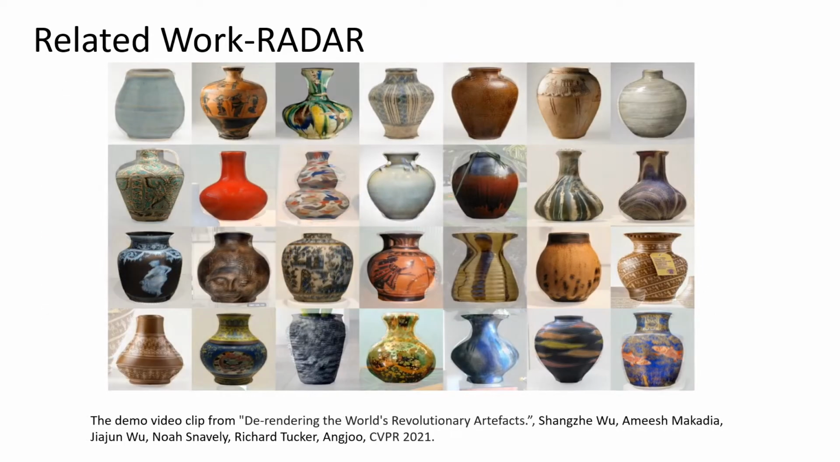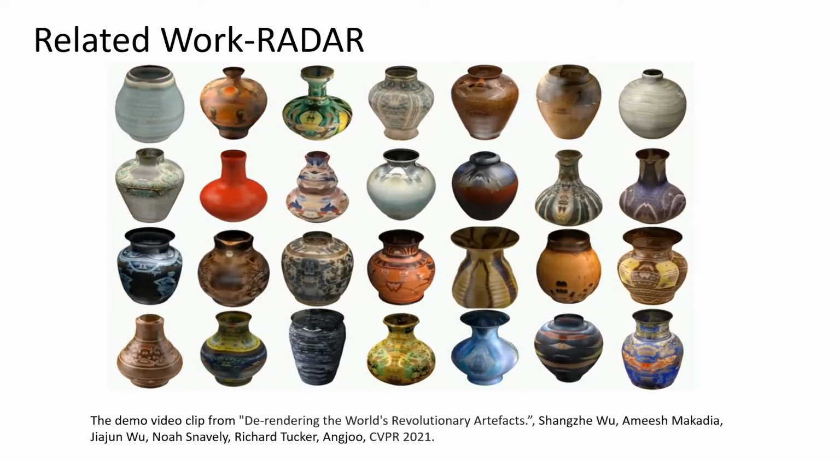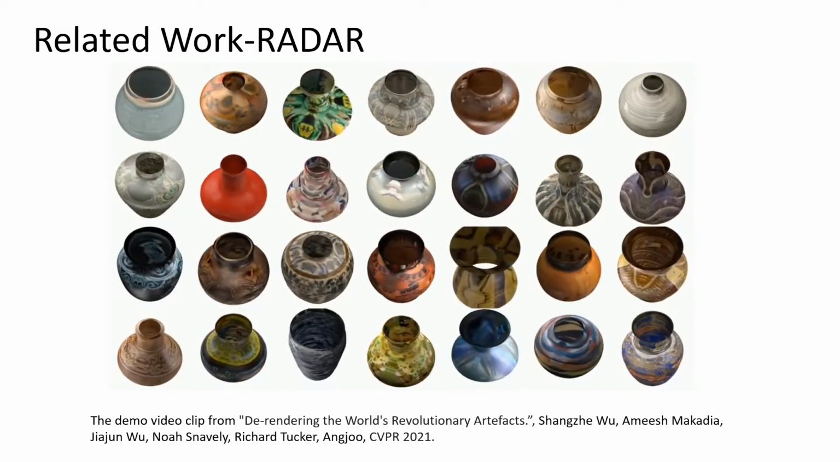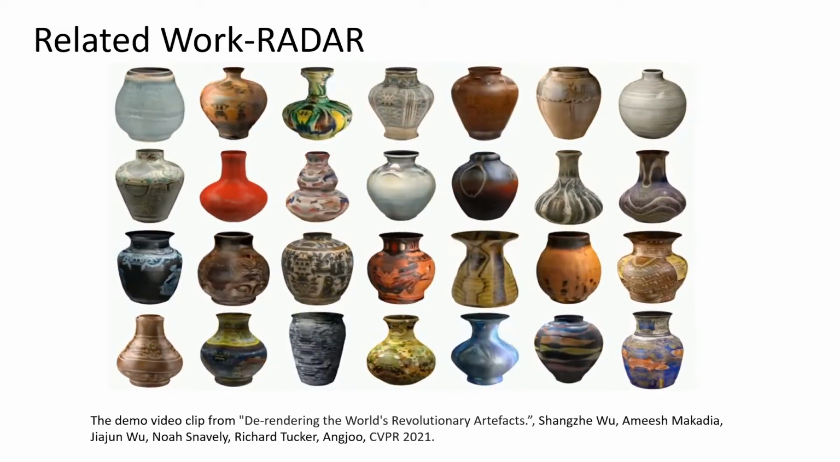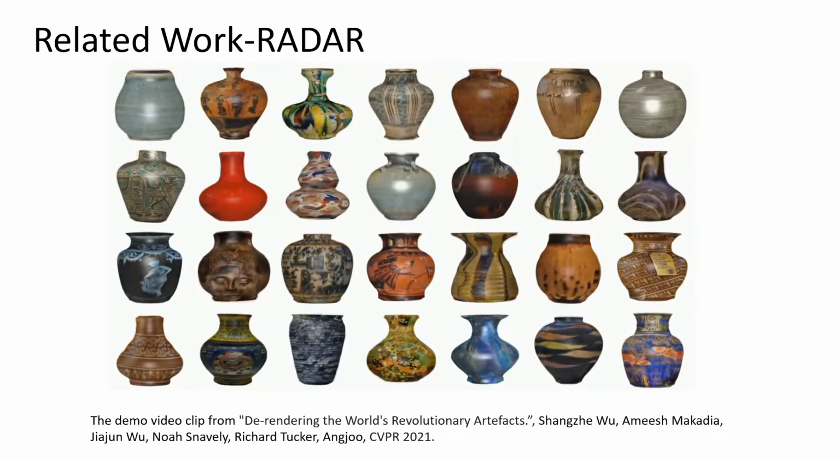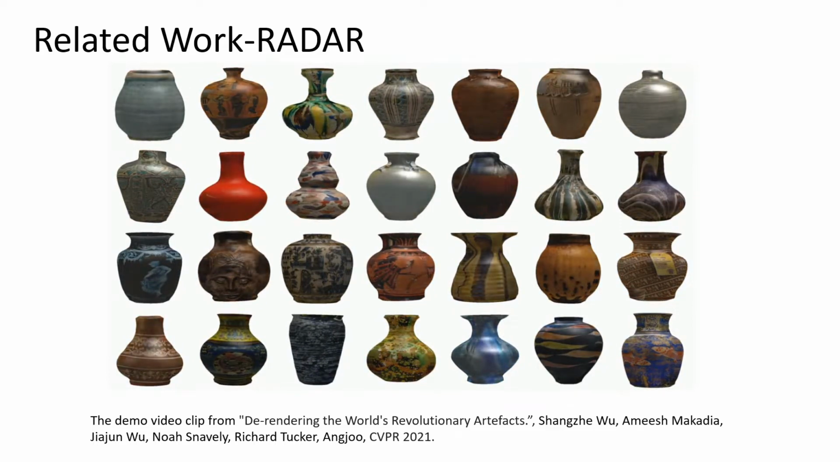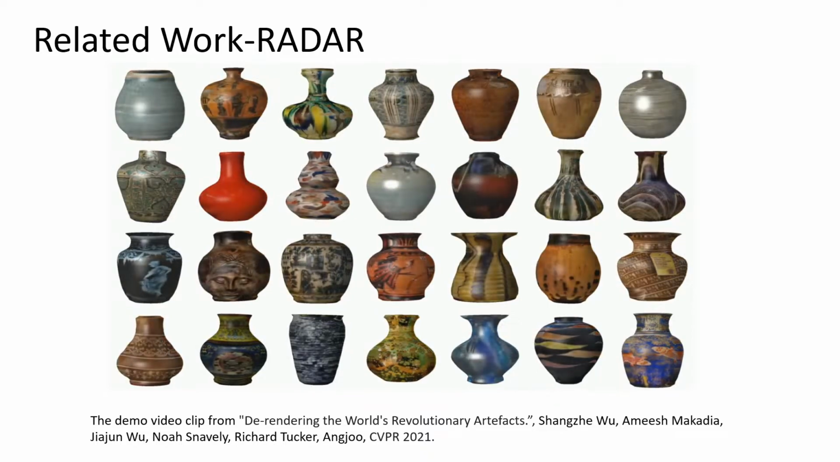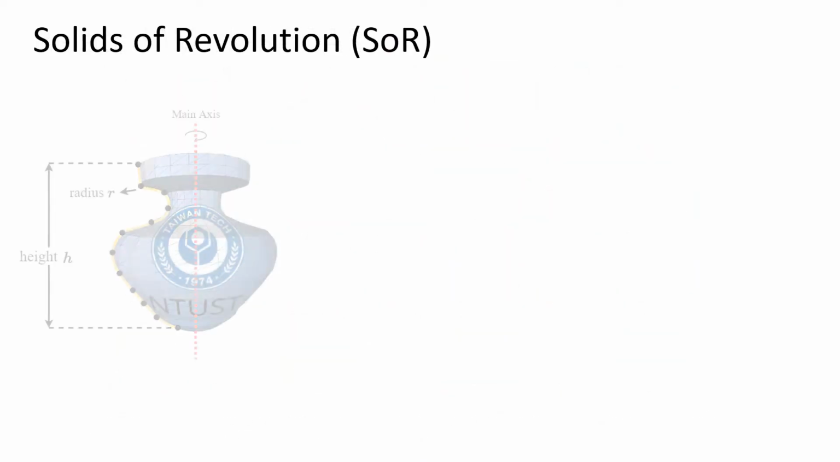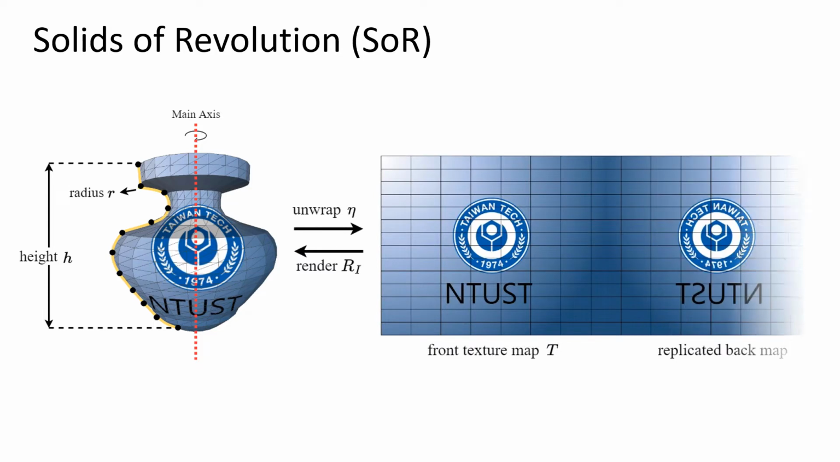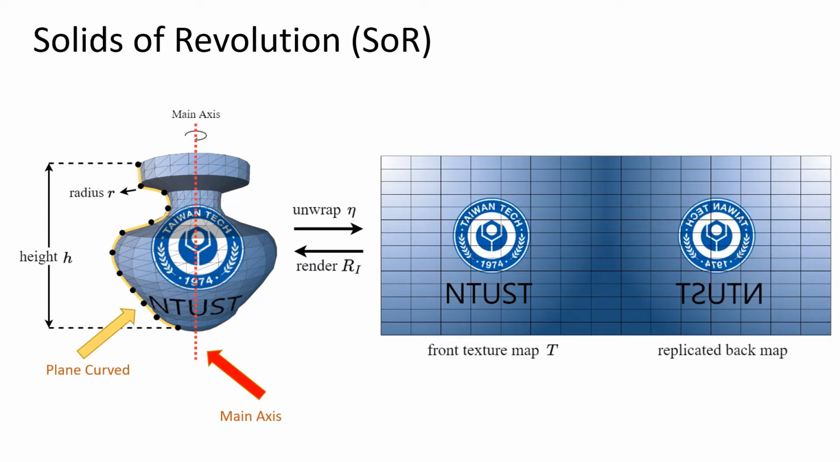RADAR makes simplifying assumptions on the geometry; it focuses on rotationally symmetric objects. The RADAR model can re-render these vases from different viewpoints, or change the lighting condition. A rotationally symmetric object's shape can be described by a solid of revolution (SOR), which is generated by rotating a curve about the main axis of revolution. We follow RADAR's setup and use a discretized radius curve to represent the SOR shape.